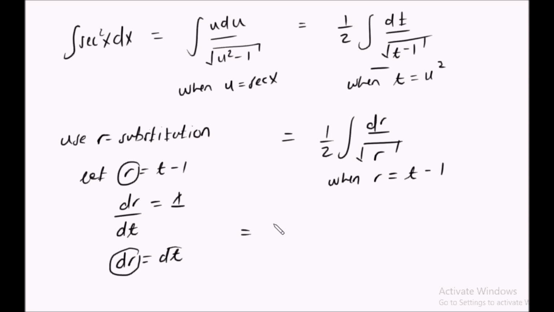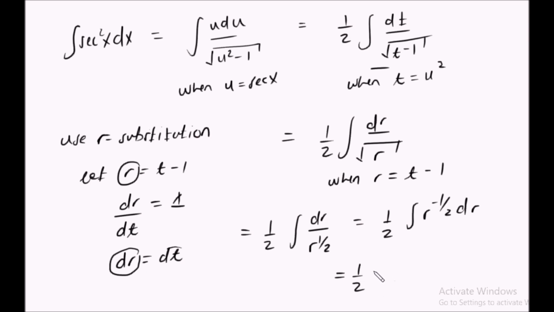So hiyo ni sawa tu na mtu aseme 1 over 2, so this one is dr. So square root ni sawa na r power 1 over 2. So hii itakuwa ni 1 over 2 ni integrate, so hii ni r power negative 1 over 2 dr. So hii inaweza nikaisolve kawaida tu.